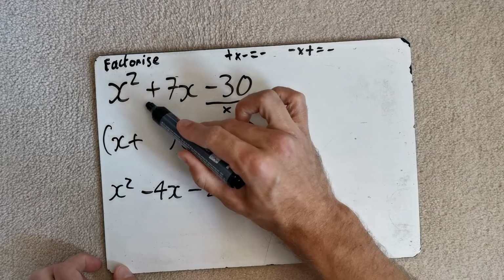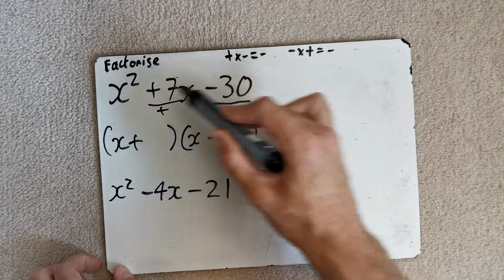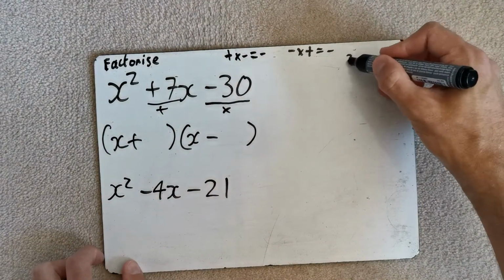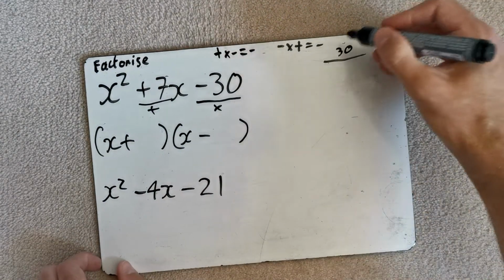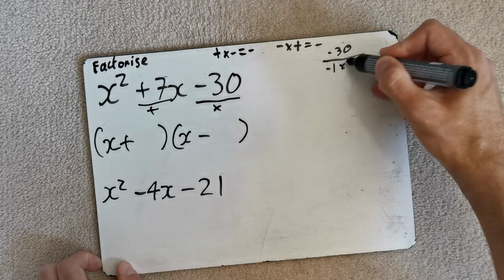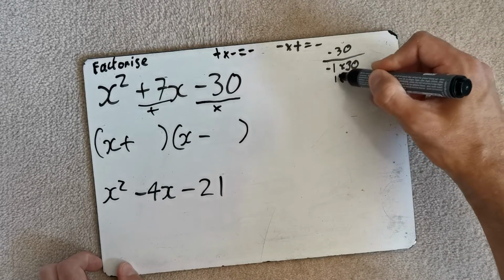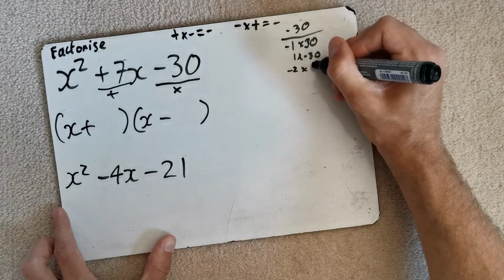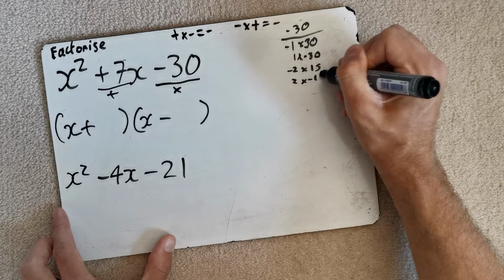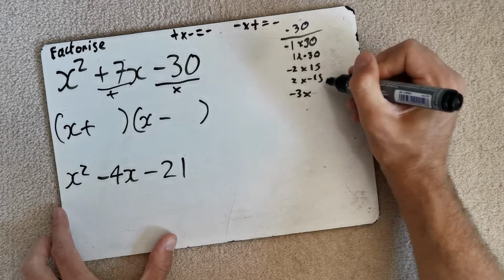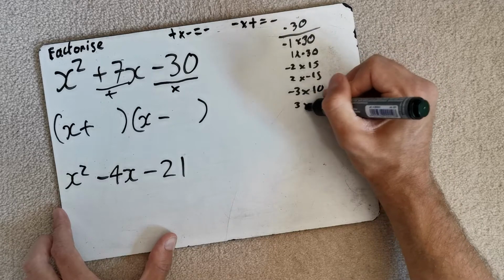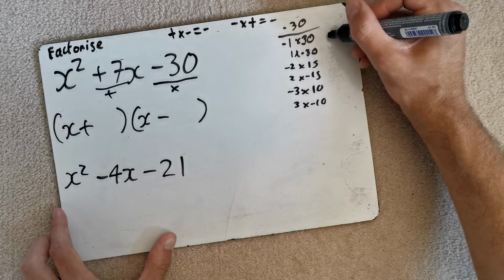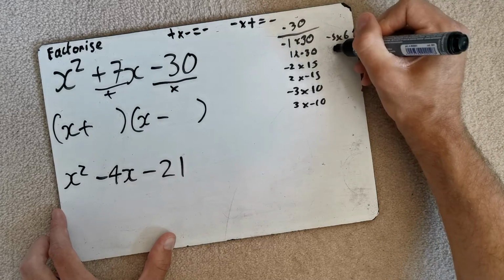Remember, they've got to multiply to make minus 30 and add to make plus 7. So we've got to see what multiplies to make minus 30. We could have minus 1 times 30. We could have 1 times minus 30. We could have minus 2 times 15, 2 times minus 15, and so on. So you've got to decide which one of these would be the one to pick from. You might have seen it come up already.